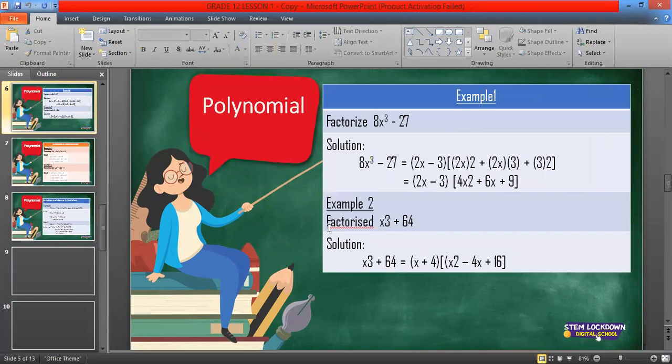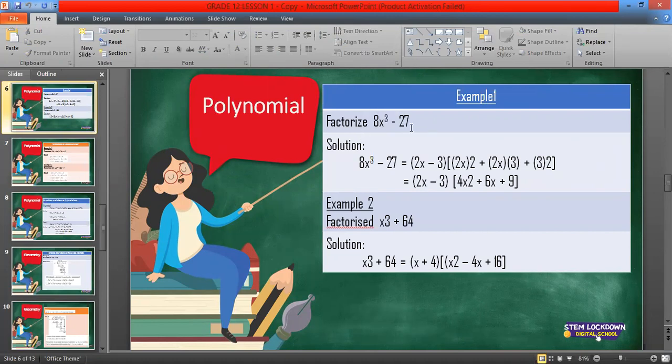Right. So the next one, let's see an example now and how that works. Factorize this expression. How do you factorize this expression? What do we do? To factorize 8x cubed minus 27, you open a small bracket and you open a big bracket, okay? For the small bracket, you find the cube root of this first term. You find the cube root of this.